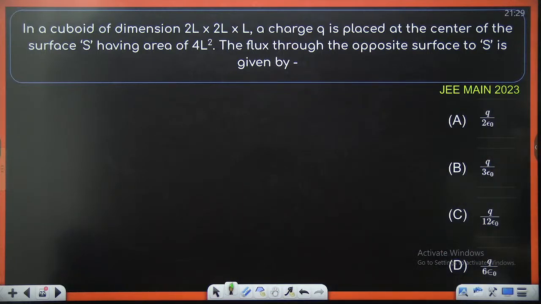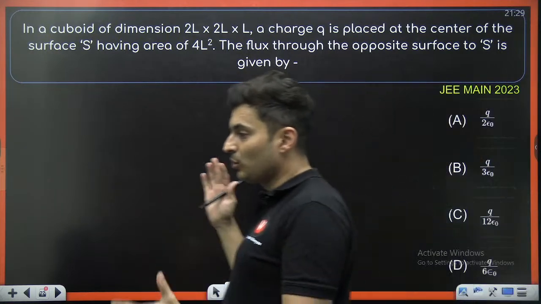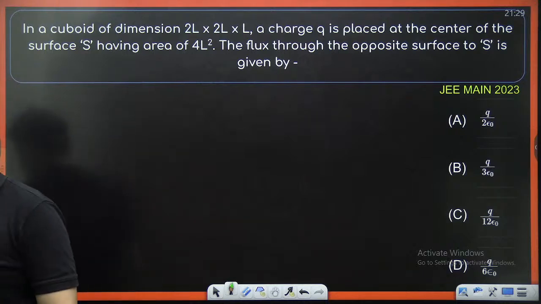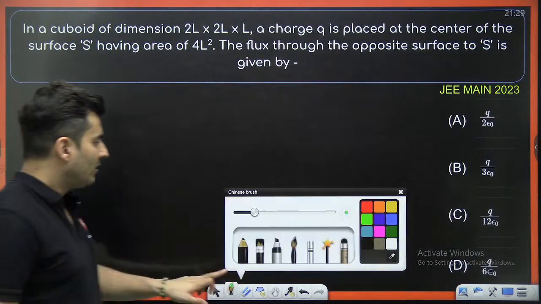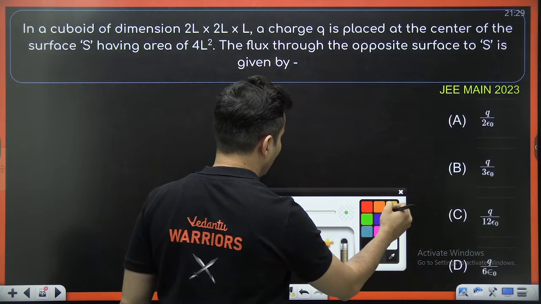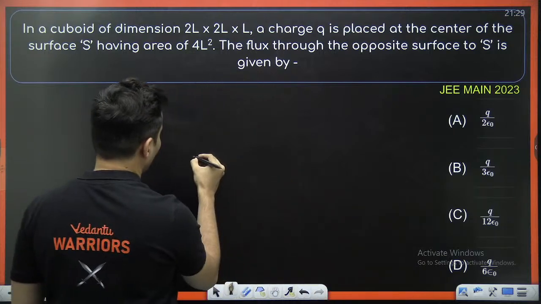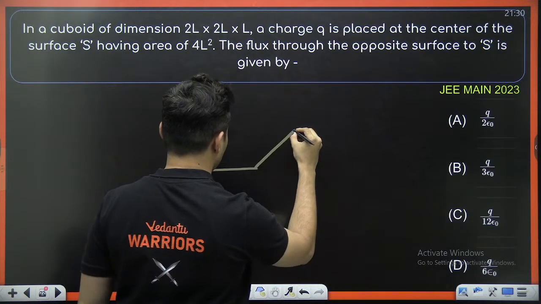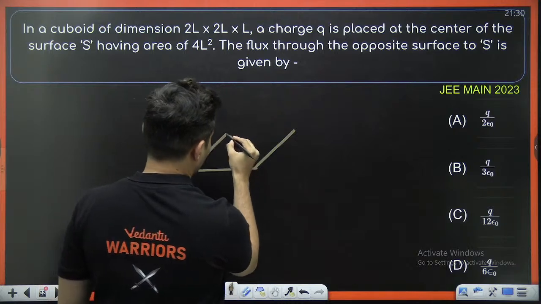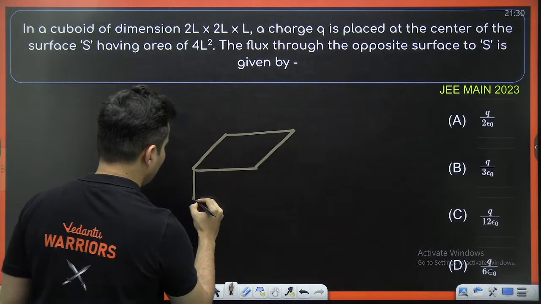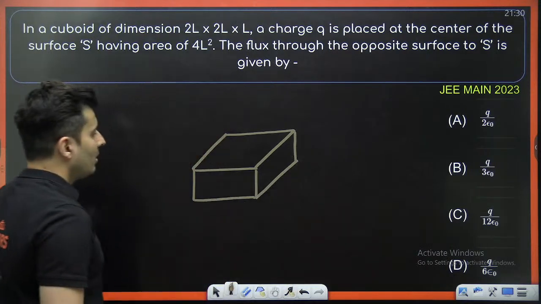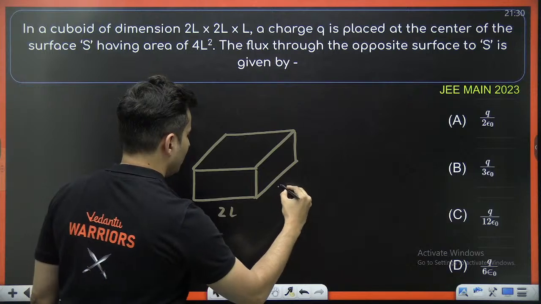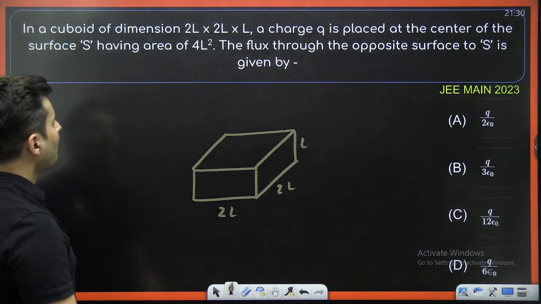If there is a cube, dimension, charge, center, 4L square, I told you, right? Find the flux through a surface. This is also a common question. Yep. Let's have a look. First of all, let me draw that cube for all of you. This is 2L. This is also 2L. This is L. Something like this. Okay, this is 2L, this is also 2L, this is L.